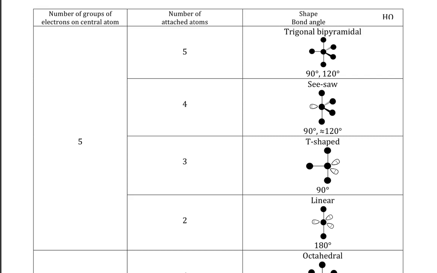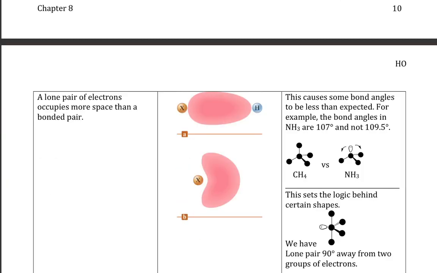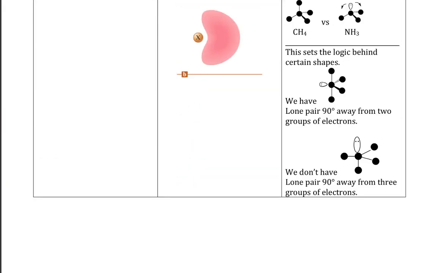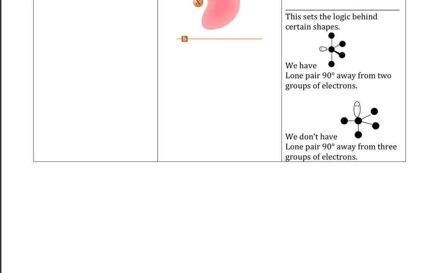If we put that lone pair on the top instead of on the left, so let me go to our next page for a moment. So if we put that lone pair on the top, as that lower diagram shows, then what we have is that lone pair, with its greater mobility than a bonded pair, 90 degrees away from 1, 2, 3 groups of electrons. That's not as stable as being 90 degrees away from only 2, like that upper diagram there shows.